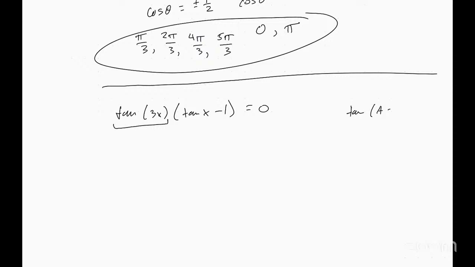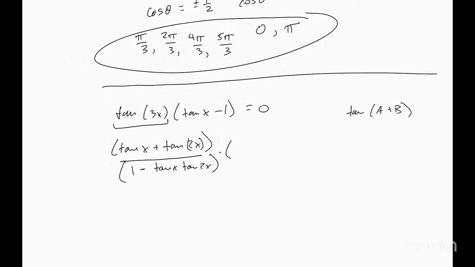Hold on, one second. I have that somewhere. I'll look it up too. I got it. It's equal to the tan of x plus the tan of 2x all over 1 minus the tan x tan 2x. That's tangent of a plus b.